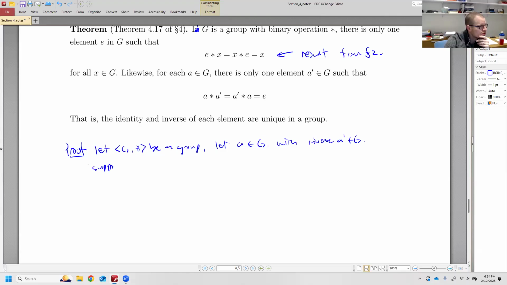Suppose B is also an inverse of A. Then A star B equals B star A equals E.